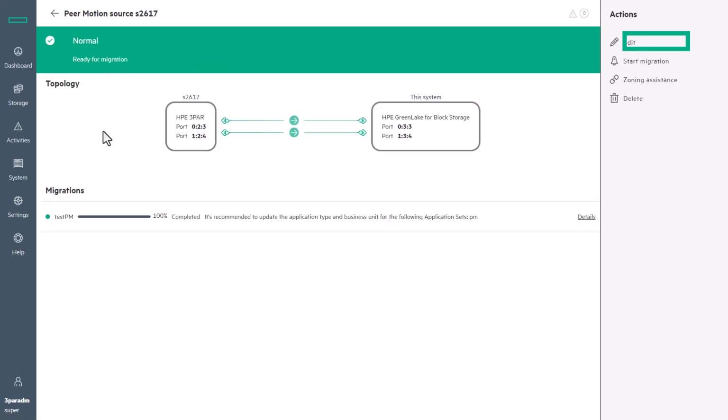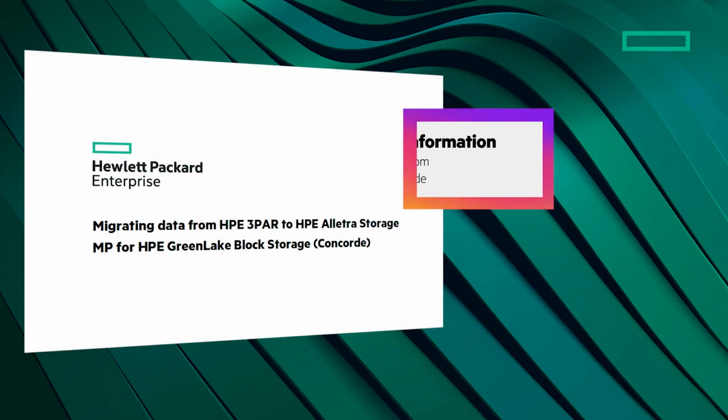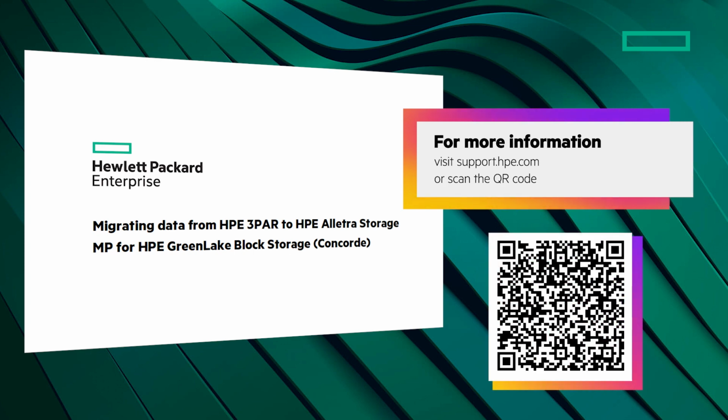I now return to the peer motion topology page, and this concludes the demo. You saw how easy it is to migrate HPE 3PAR volumes to HPE GreenLake for block storage. I encourage you to check out the HPE GreenLake for block storage UI user guide for more details on migrations from HPE 3PAR to HPE GreenLake for block storage.